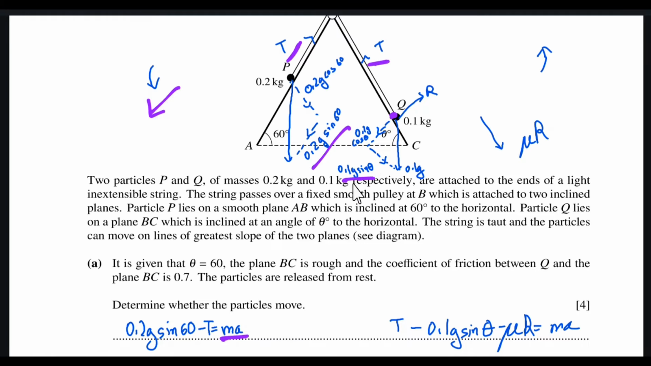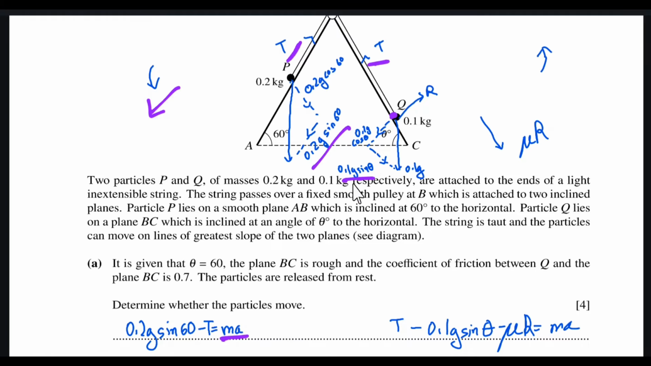We must mention the units. Then we know the value of acceleration, so we can substitute it into either of these equations. Let's take this equation, substitute the value of acceleration, and find the value of theta, that is 13.4 degrees. This is our answer.